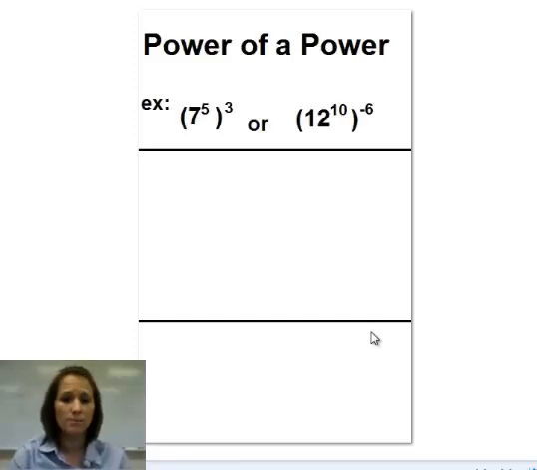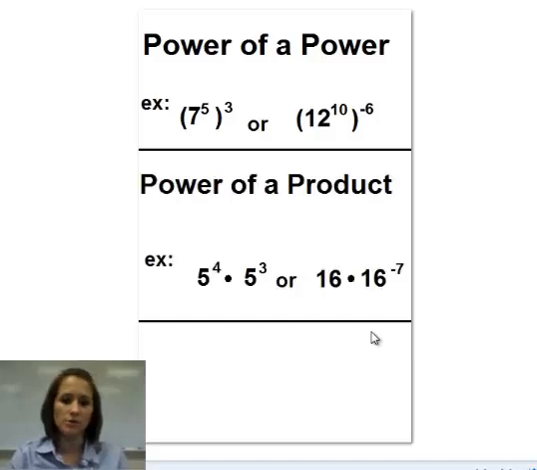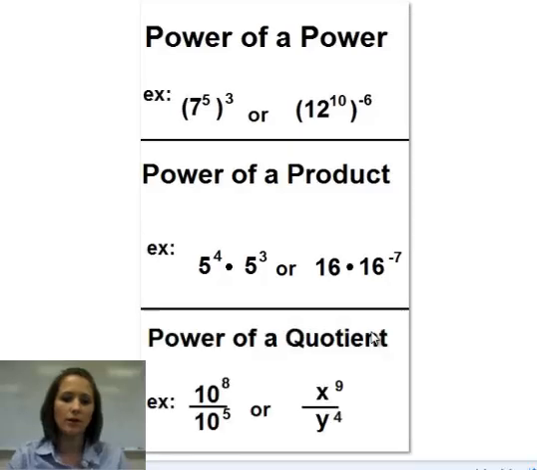Go ahead and press pause so that way you can fill this out. Okay, so you have power of a power, and I have an example there. We're going to go into more detail whenever we open up the foldable. So on the second section, I want you to label it power of a product with the example. Go ahead and hit pause. On your third piece on the bottom, I want you to label it power of a quotient and then write the example. Press pause.